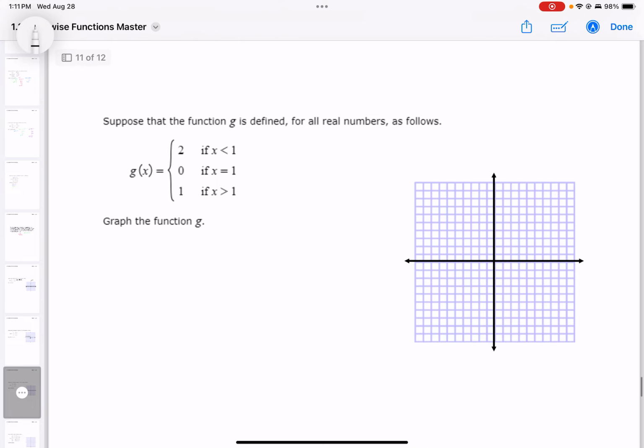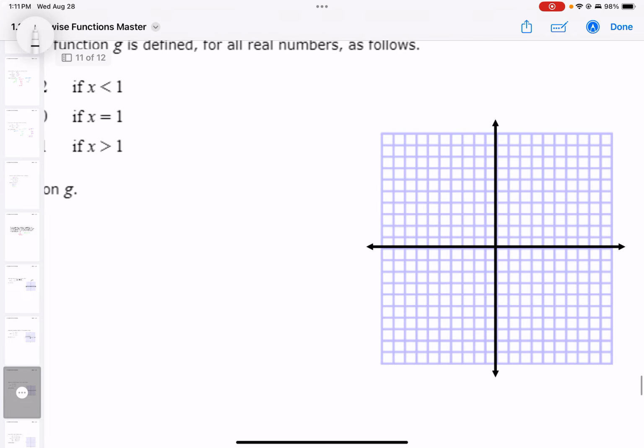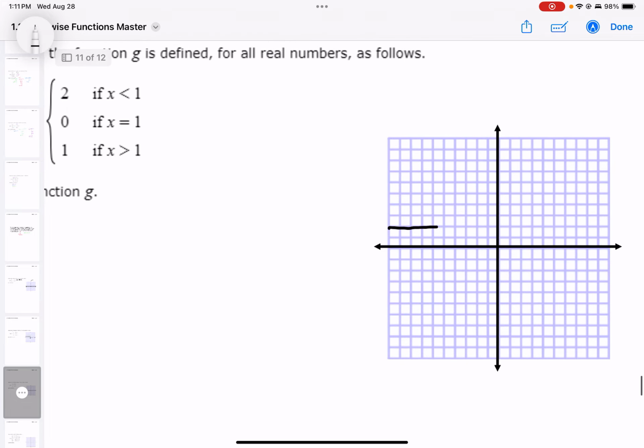Okay, let's do another one. This time it's not 0, it's 1. So if x is less than 1, our value is going to be 2, just like it was. But it's going to cross 0, and then we're going to have an open circle right there at 1, because it doesn't include 1 there. Okay, if x is equal to 1, we're going to have a closed circle right there on 0. That's our y value. And then if x is greater than 1, so we're going to do an open circle, and then we'll continue that way.